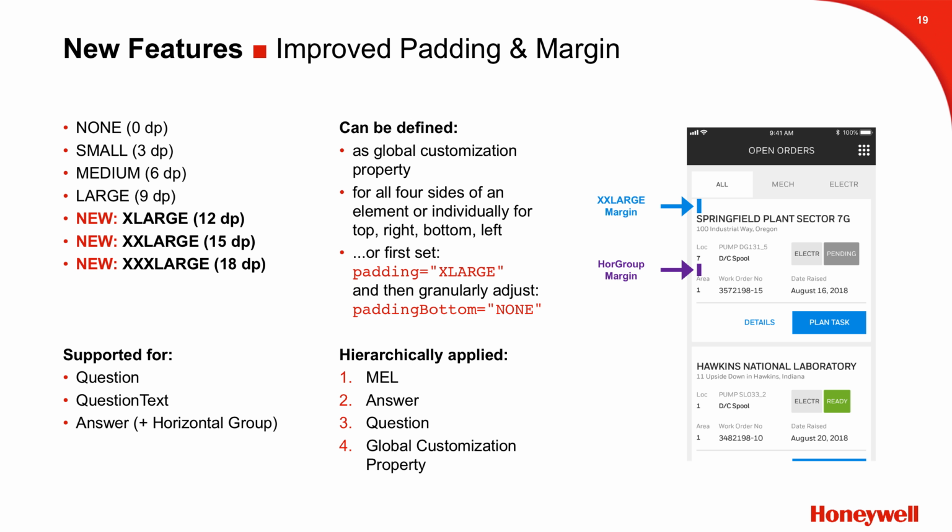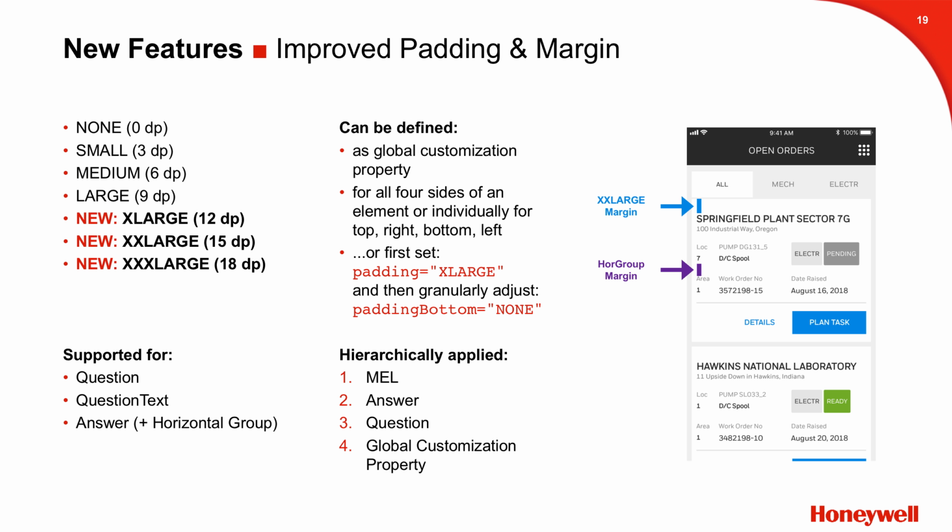Margins and paddings can be defined as global customization property. They can be set for all 4 sides of an element or individually for top, right, bottom, left. Or what is really helpful and is very similar to how you would do it, for example, in CSS, you can set padding extra large to an answer, for example, and then granularly adjust with padding bottom none. So in this example, padding for left, top, and right would be extra large, and the padding bottom would be reset to none.